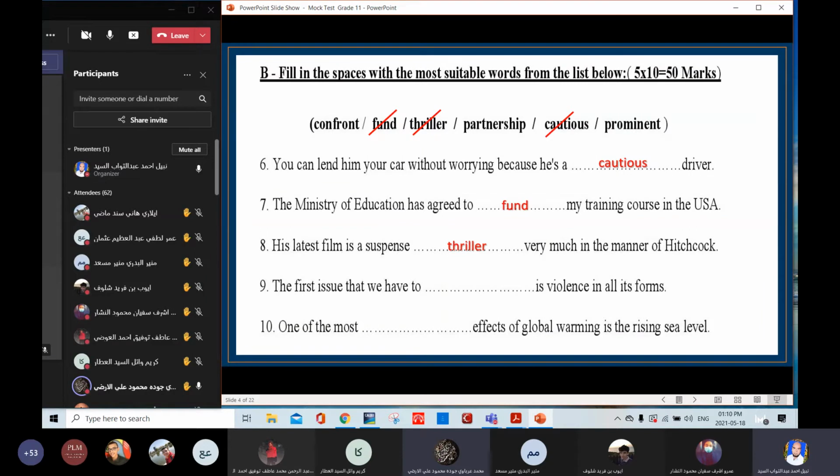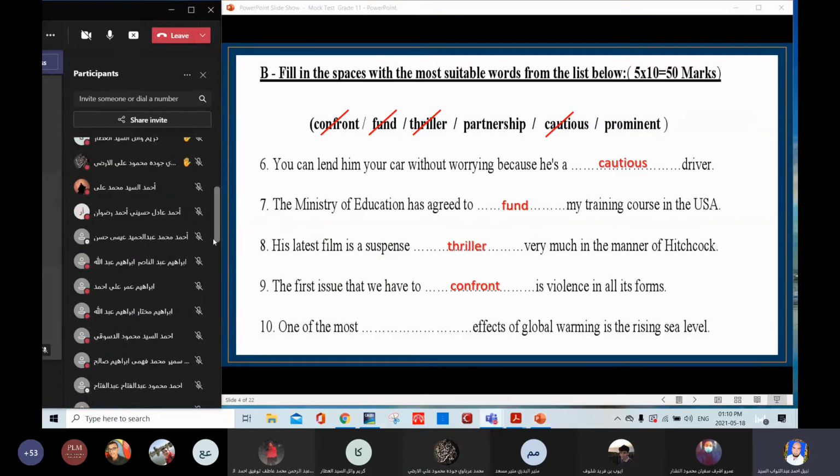Yes, have to should be followed with an infinitive verb. Confront. Very good. We have to confront means we have to face, we have to oppose, stand against. Thank you. Thank you. Let's see another one.